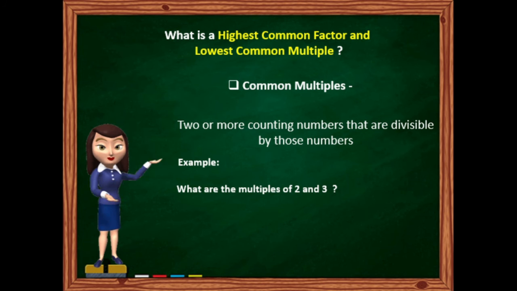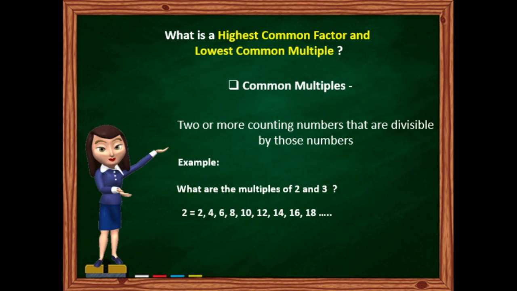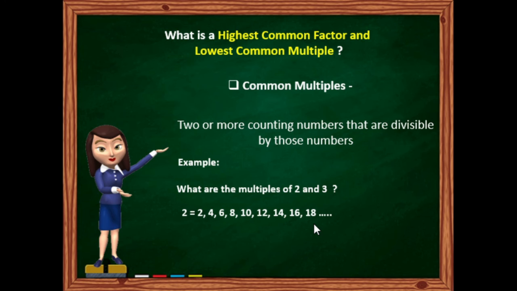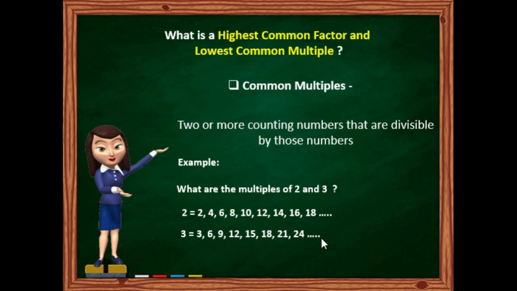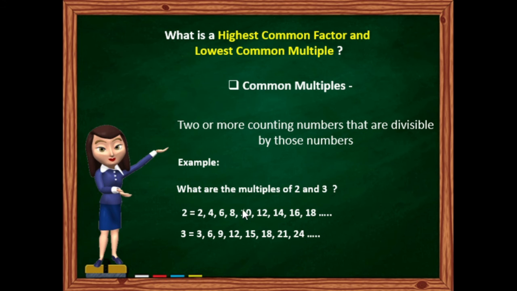Basically, you are just going to do skip counting in this exercise. So you have 2. Your multiples would be 2, 4, 6, 8, 10, 12, 14, 16, 18, and so on and so forth. And for 3, your multiples are 3, 6, 9, 12, 15, 18, 21, 24, and so on and so forth. This is the list of your multiples.